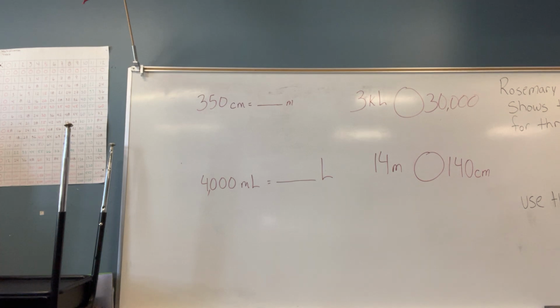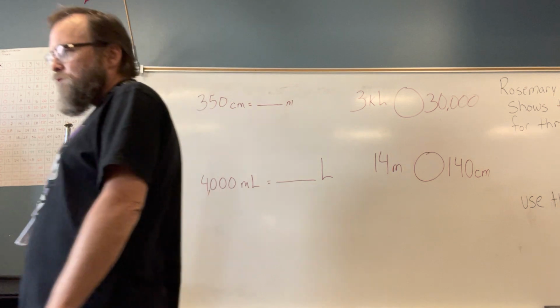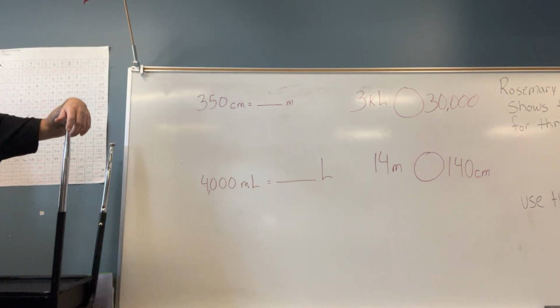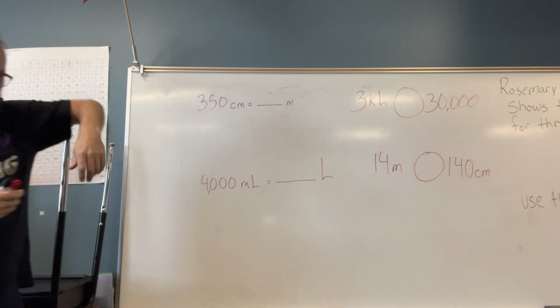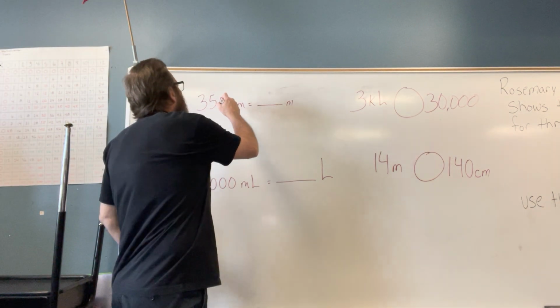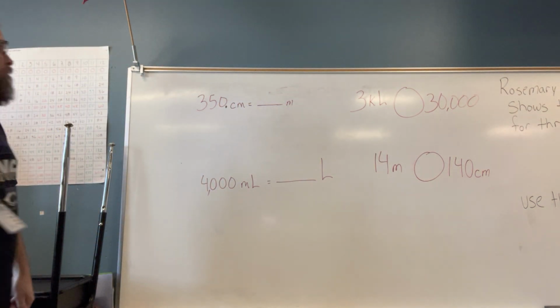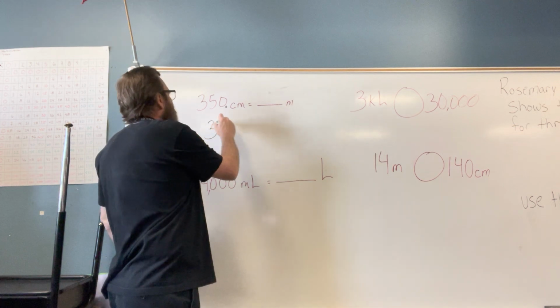Our first problem is 350 centimeters, and we're changing that to meters. Chloe, where is the decimal point in 350? What's in the ones place in the number 350? The 0. My decimal point is always behind the ones place. So now I'm going to have 350 centimeters.